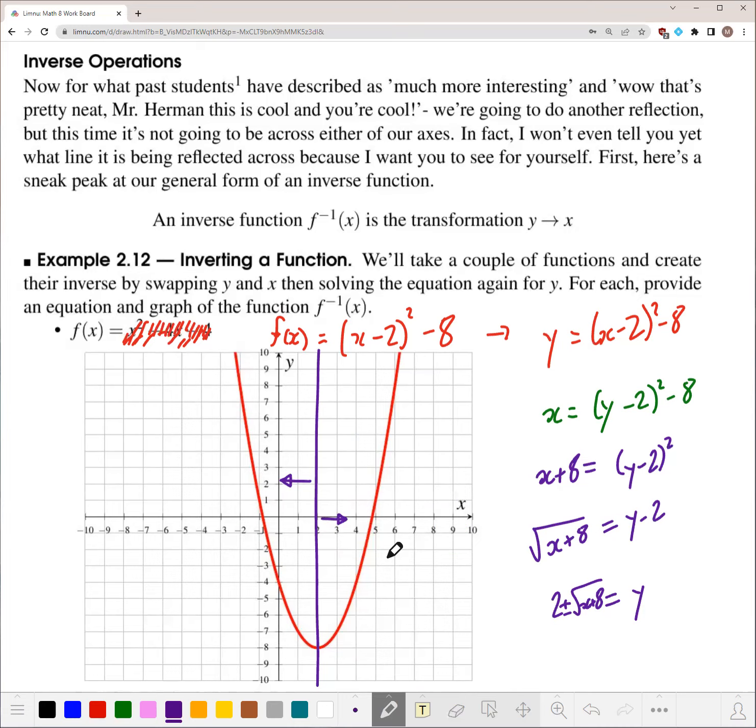So the inverse of (x − 2)² − 8 is not a function. But the inverse of (x − 2)² − 8 such that x is greater than or equal to 2 is a function, right? And let's write that. So our (x − 2)² − 8 such that x is greater than or equal to 2, this group here actually is a function on its own, that set. But the overall function itself is not.